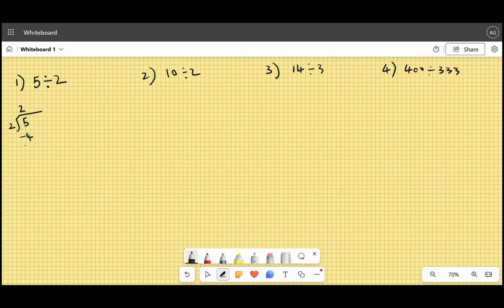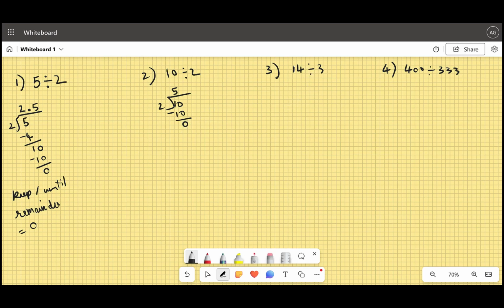So 2 2s are 4 and the remainder is 1. We put a point here, and when we put a point, we add a 0. So we get 10. Basically what we do is we keep dividing until the remainder equals 0. Let's look at the second case, which is also pretty straightforward. 10 divided by 2 is 5, since 2 5s are 10. We got the remainder as 0, so we stop as soon as we get 0.